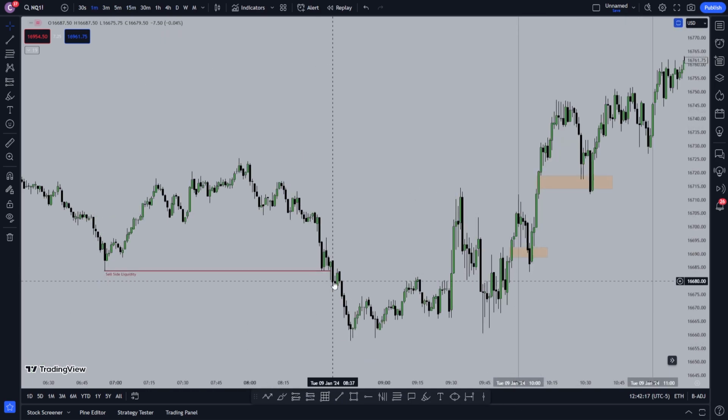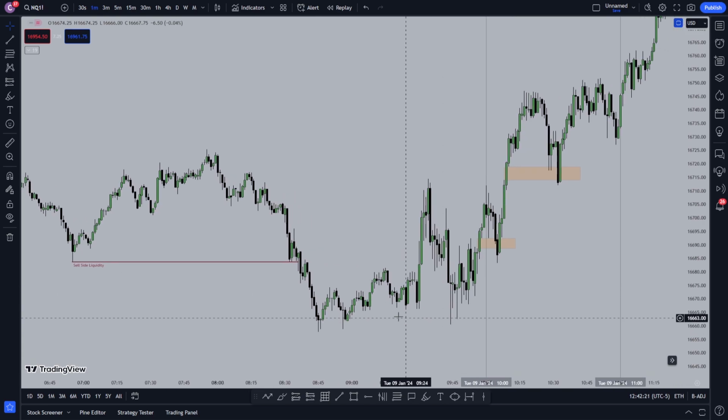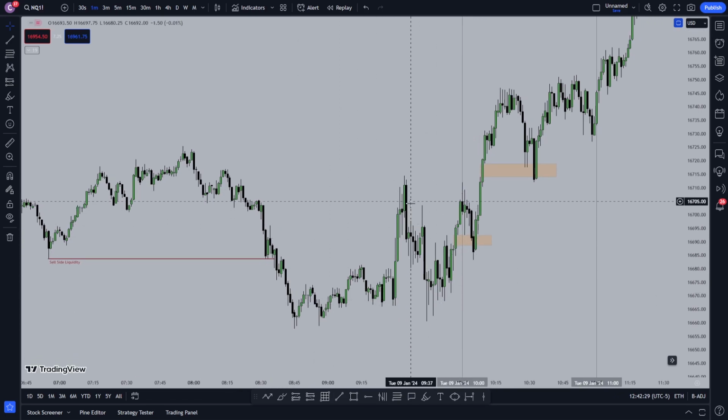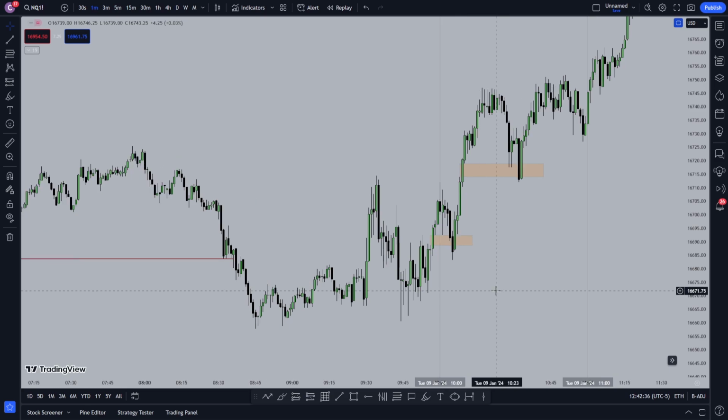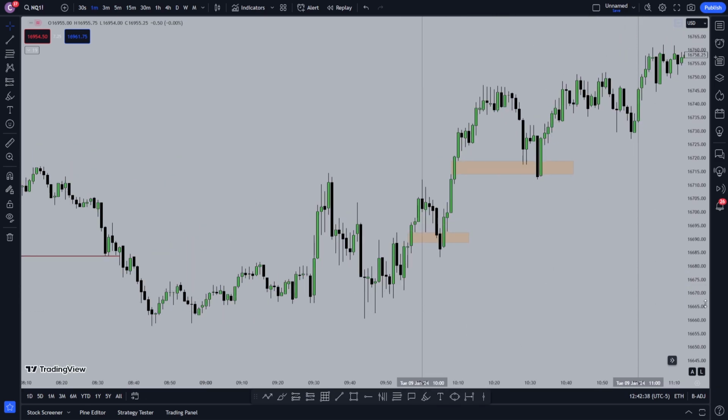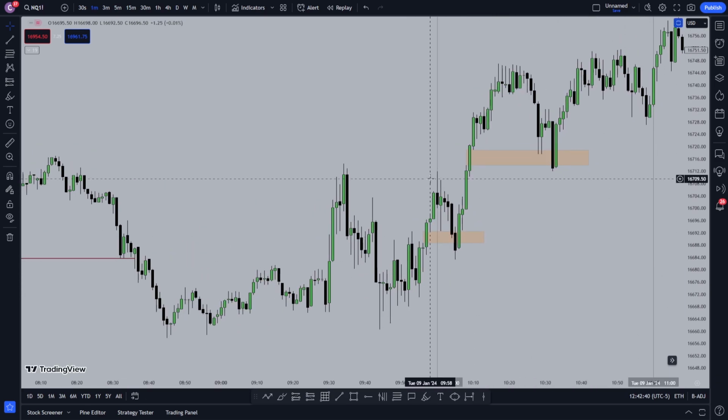We see that sell side liquidity draw being taken, and what happens prior? Price starts breaking up. Okay, now once we see price start breaking up, then we're anticipating 10 o'clock to start giving us that continuation. We're not looking for a reversal within this time window. So here, what do we see? Now I'll zoom in. So 10 o'clock, what do we see?